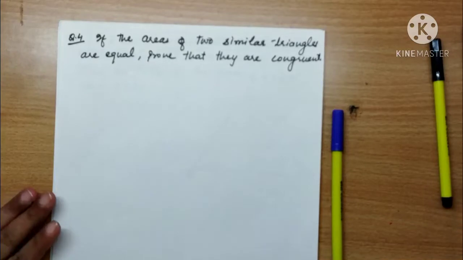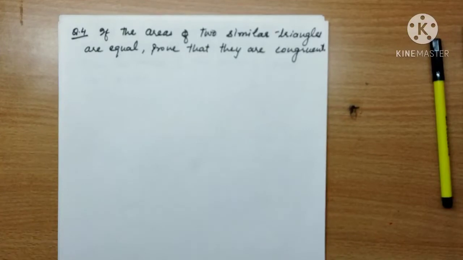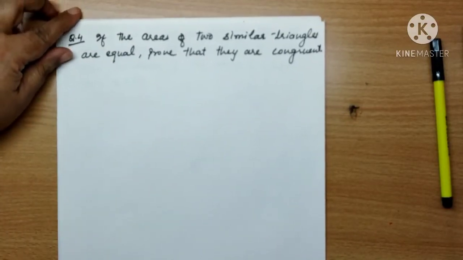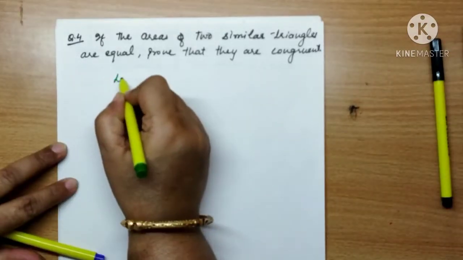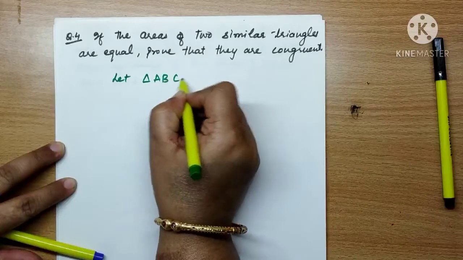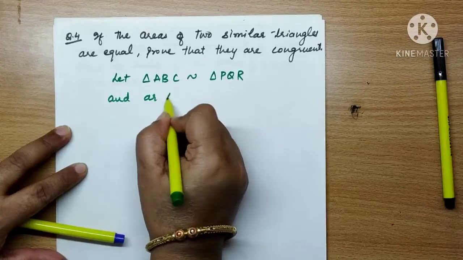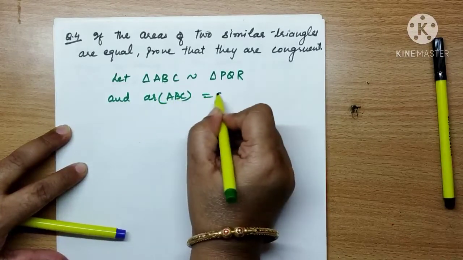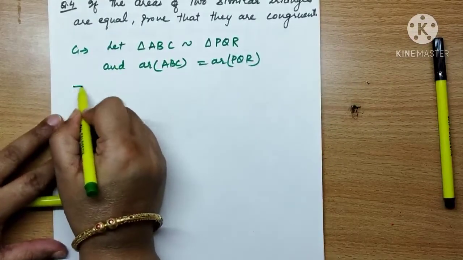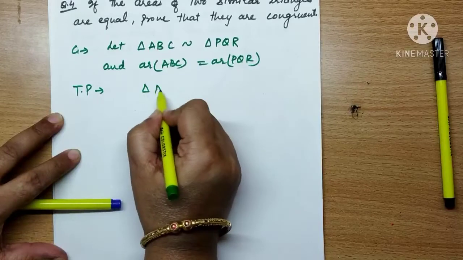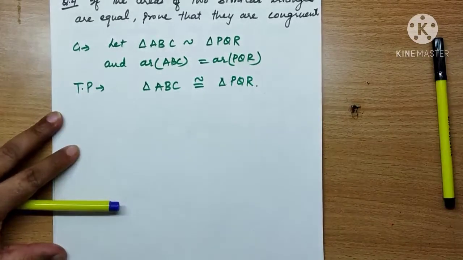Let's begin with question number 4. Question number 4 says: if the areas of two similar triangles are equal, then prove that the triangles are congruent. We are given two similar triangles with equal areas. Let triangle ABC be similar to triangle PQR, and area of ABC is equal to area of PQR. This is given. We need to prove triangle ABC is congruent to triangle PQR.